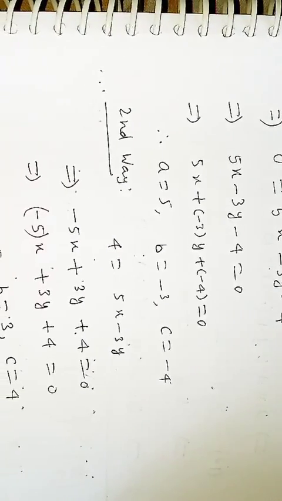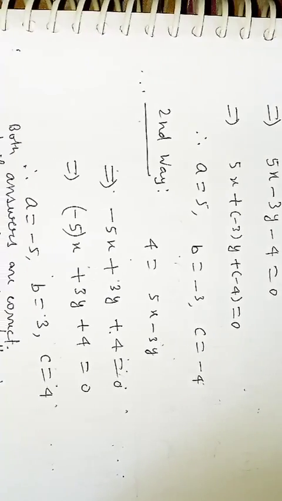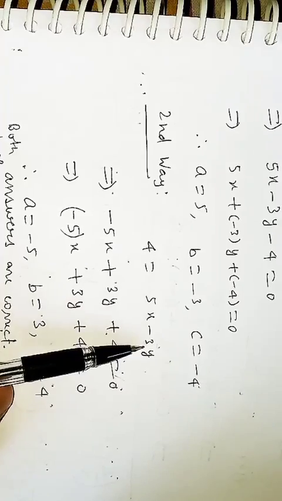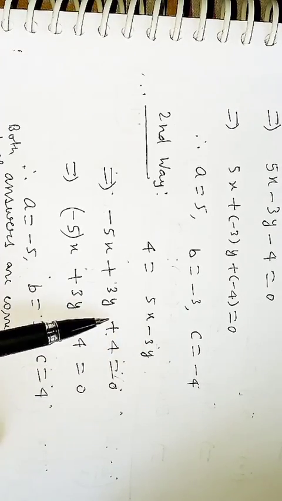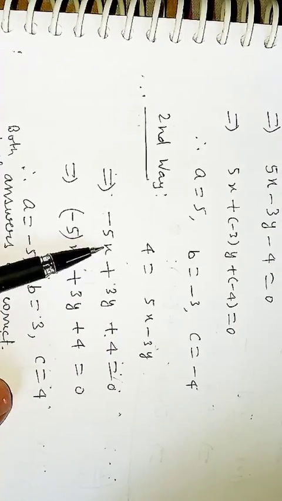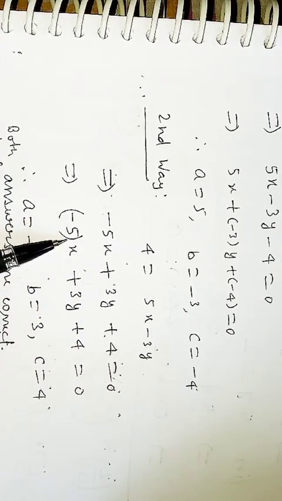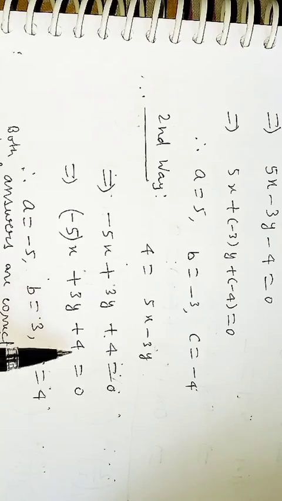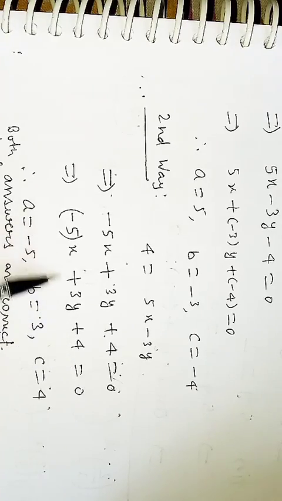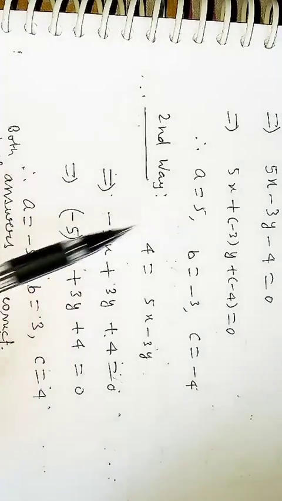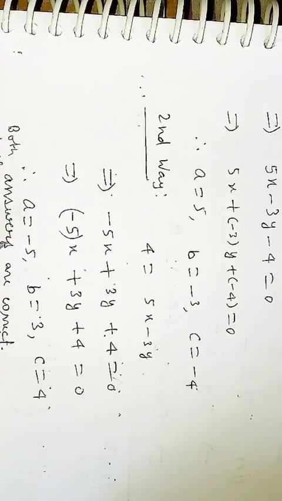There is also a second way. Here 4 is equal to 5x minus 3y. We make RHS 0. This is another way. Then minus 5x plus 3y plus 4 is equal to 0. This implies that minus 5 into x plus 3y plus 4 is equal to 0. Now comparing it with ax plus by plus c is equal to 0, we have a is equal to minus 5, b is equal to 3, c is equal to 4. Here we have two different values of a, but they both are correct.